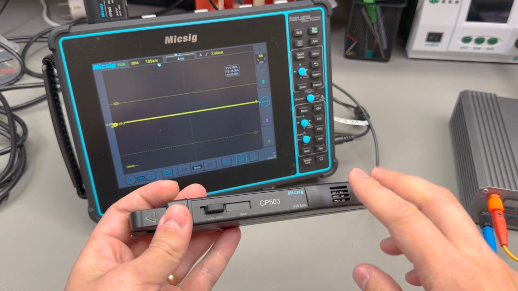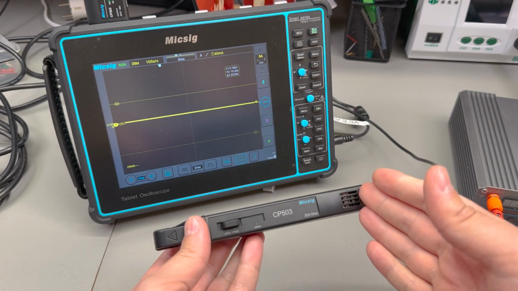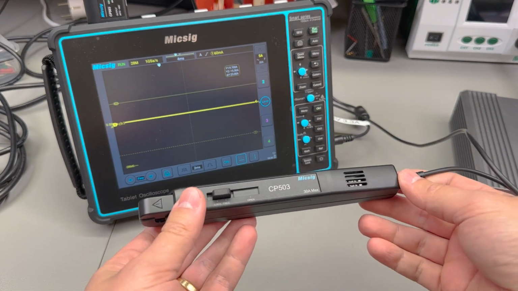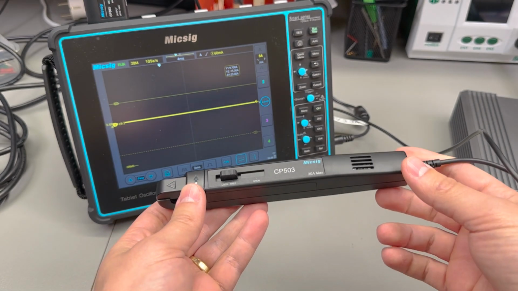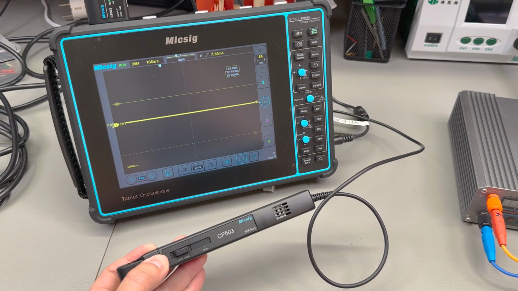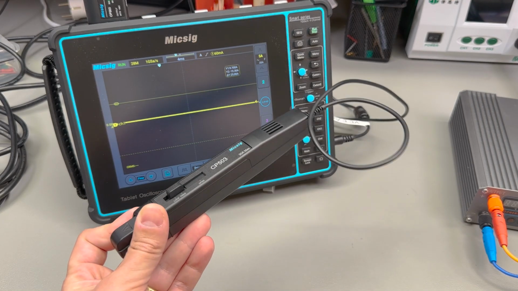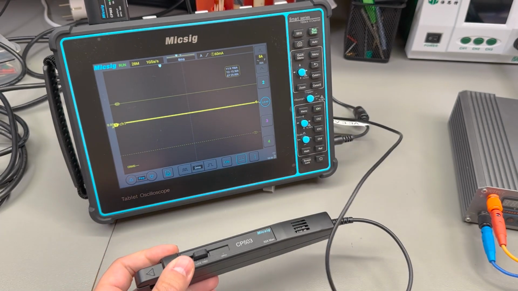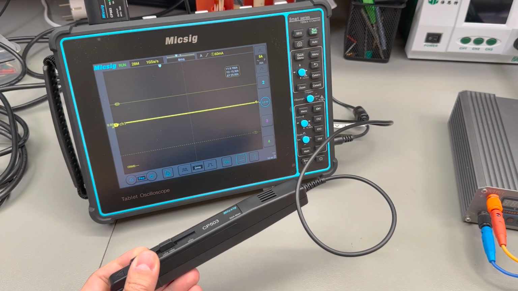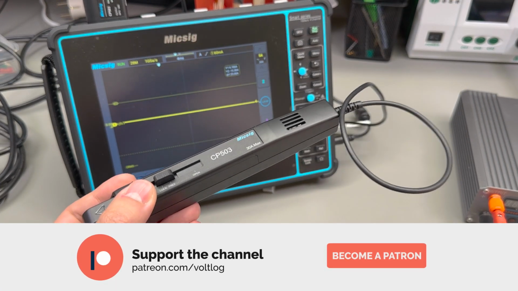And what Micsig is again bringing to the market, just 2 years after releasing their other model, is unprecedented performance and value for the money. This probe can be ordered for around 500 euros or US dollars, depending on where you live. And sure, this is considered a lot of money for the average hobbyist, but for professionals that are used to paying 4 to 5K for a similar probe, this is a real bargain.